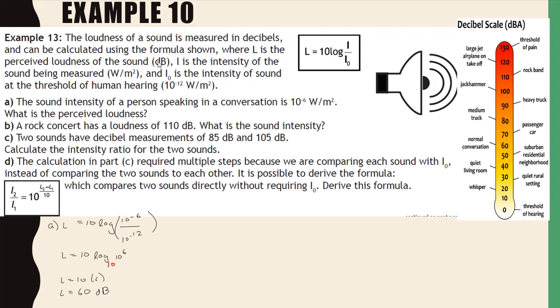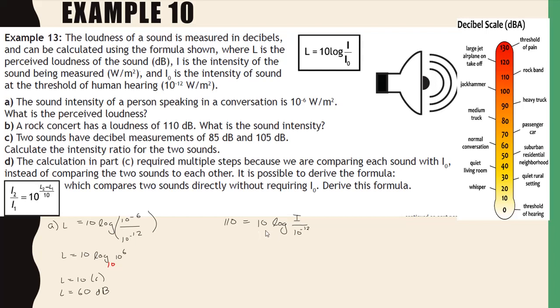Okay, part B says we're going to a rock concert that has a loudness of 110. What is the sound intensity? So we're going to start in the same place with our formula. We're told that the loudness is 110, and we still have 10 log. Now we're looking for I, that perceived intensity, so that's going to stay like that. And we already know what our threshold is, which is 10 to the power of negative 12.